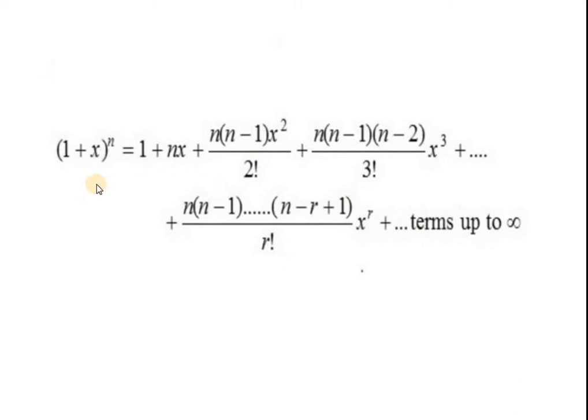This is a binomial series. This is the statement of the binomial theorem, where a is equal to 1, b is equal to x, and here the number of terms goes to infinity. It is on account of the exponent n, which is not a natural number but a real number. So we have to remember this equation, this statement of the binomial theorem.